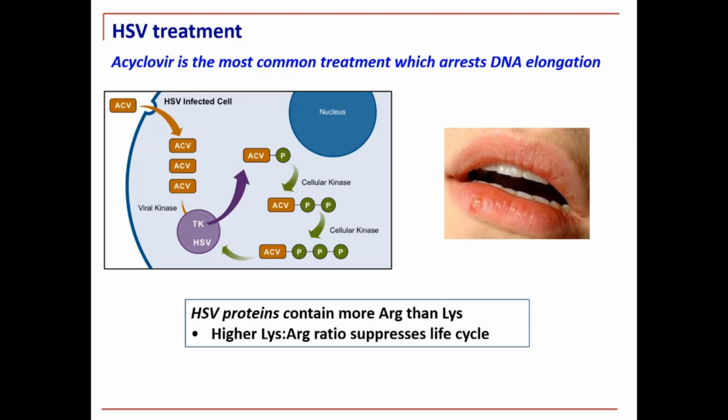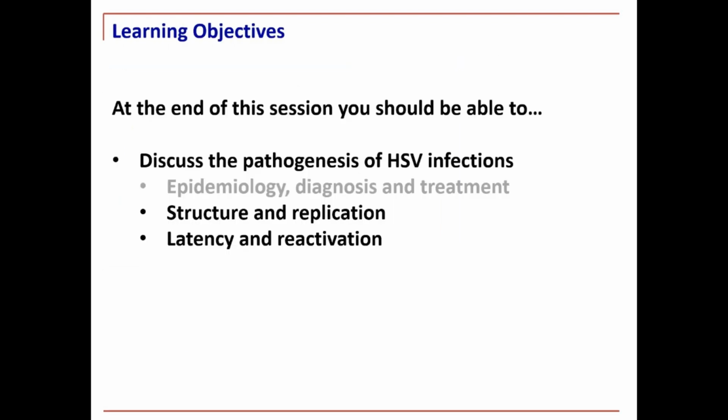Just another little interesting fact: HSV proteins contain a lot more arginine than lysine, so those are amino acids. Therefore, it's thought that a higher lysine-arginine ratio within your food helps to suppress the life cycle. So that's the first part.